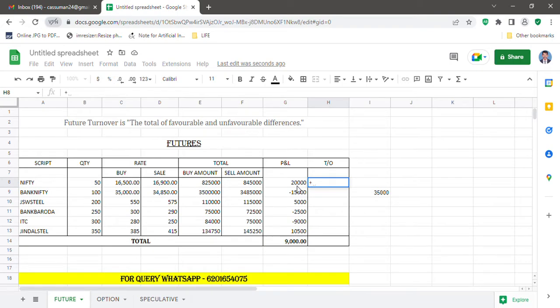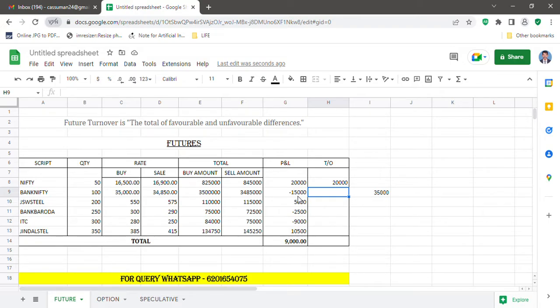For that, just write plus ABS for absolute, bracket open, select this, bracket close, enter. Here there is no change because the absolute figure is positive, and in the turnover we take only the positive figure. The change will come in the case when there is a loss in the transaction. Okay, let's check it carefully. Bank Nifty, where we incurred a loss of rupees 15,000.